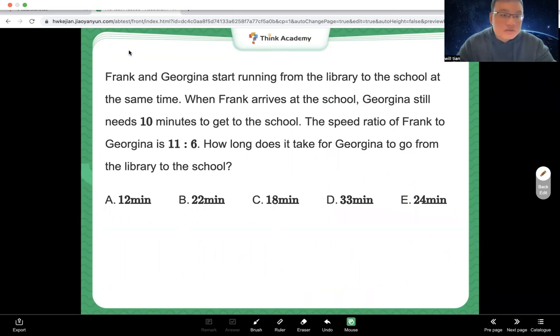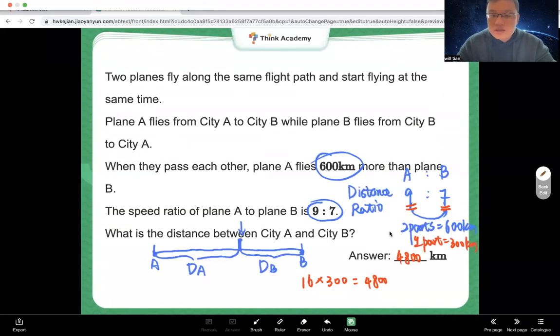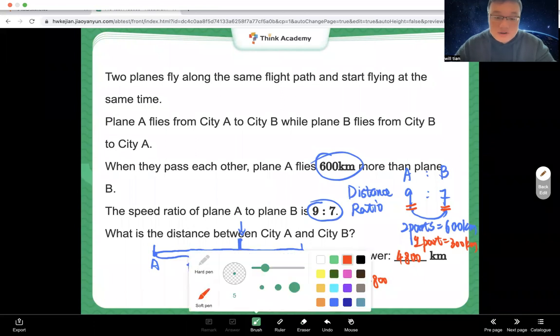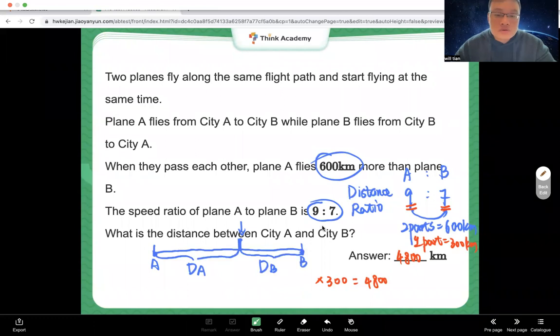Next question. Why is it times by 16? Okay, good question. Let's go back. Since you figure out that two parts is 600, right? So that means one part is 300. Why do we need to times by 16? That is because if you take a look at that ratio, that is 9 to 7, right? So if you want to get the total distance from A to B, you have to use that one part times by how many parts that you have from A to B. So that will be 9 plus 7 parts. So that's why we times by 16.